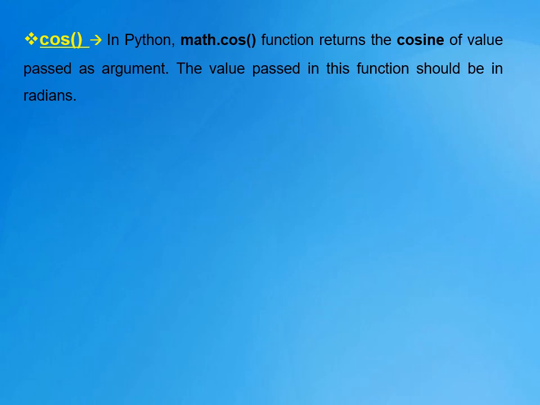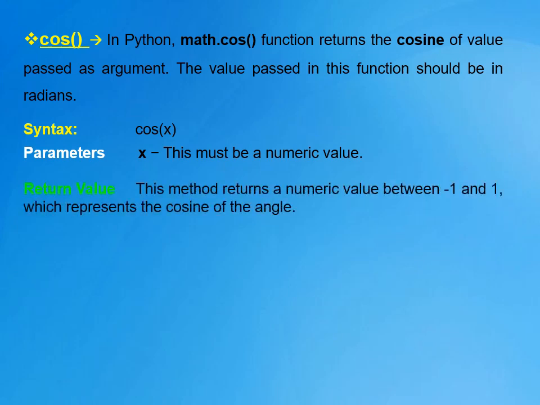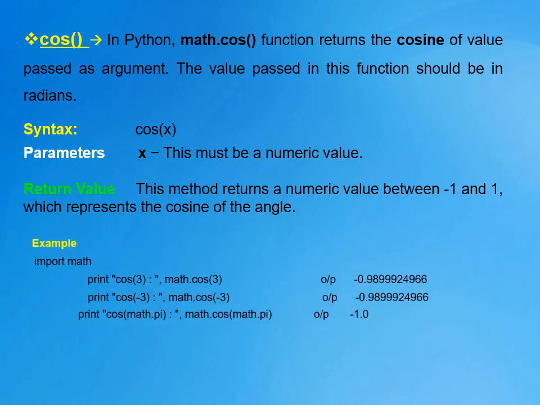Next function, the cos function. In Python, the math.cos function returns the cosine of the value passed as argument. The value passed in this function should be in radians. Syntax will be cos(x). X is a parameter, must be a numeric value. This method returns a numeric value between minus 1 and 1, which represents the cosine of the angle.